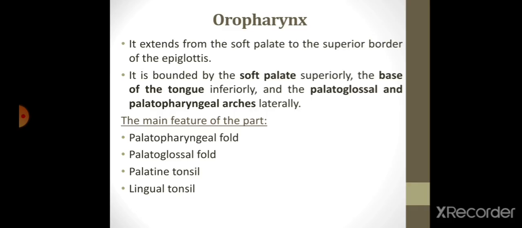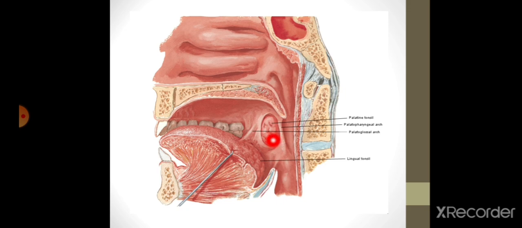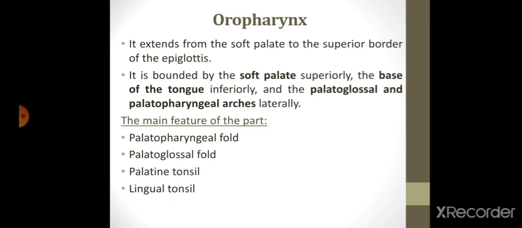The main features here are palatoglossal fold, palatopharyngeal fold, palatine tonsil, and lingual tonsil. So also here there are aggregations of lymphoid tissue, the palatine tonsil and the lingual tonsil.